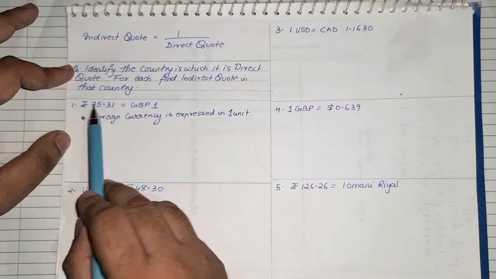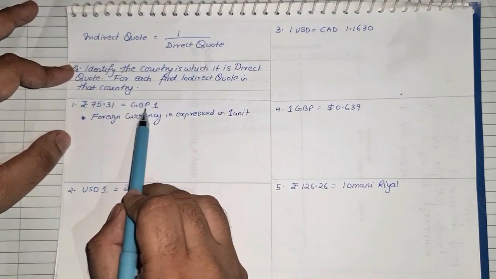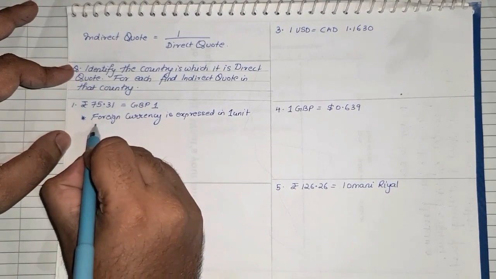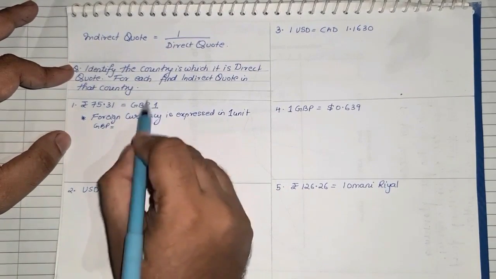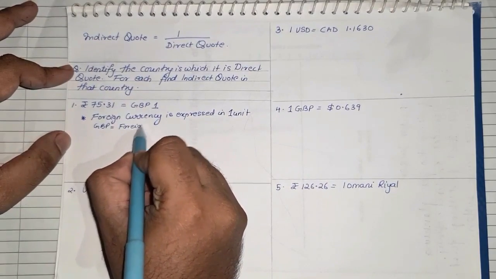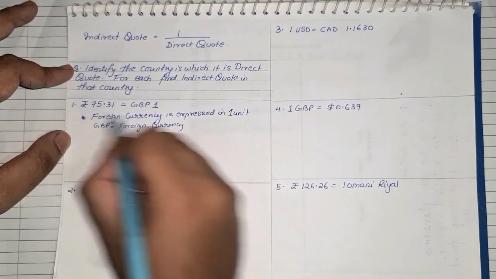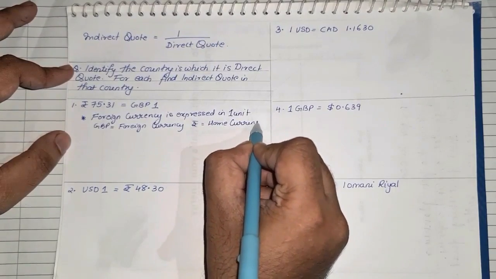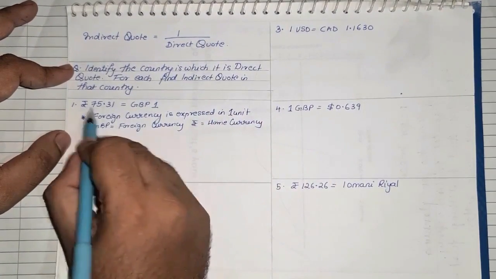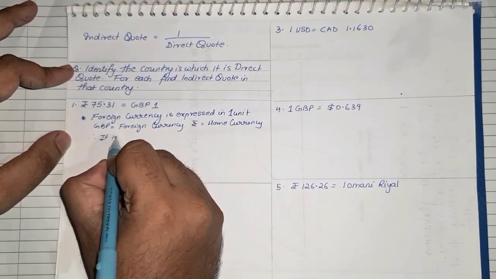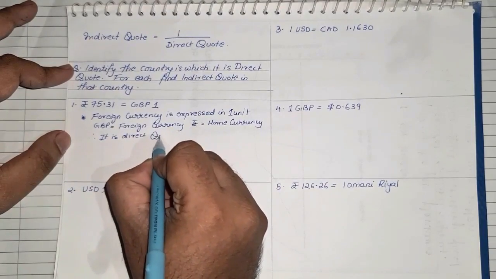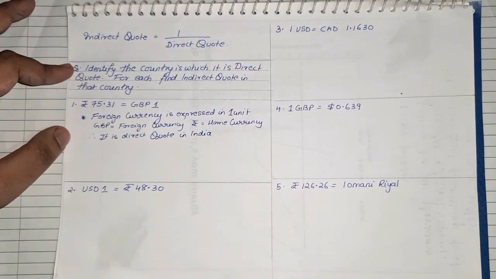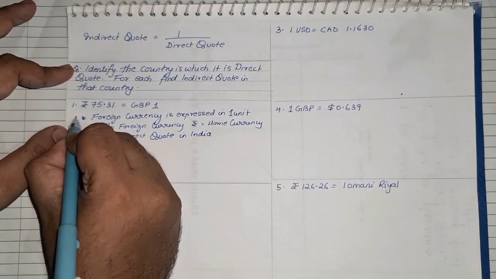So now in this question, rupees 75.31 is equal to 1 Great Britain pound, or 1 GBP. Foreign currency is expressed in unit 1. So in our case, GBP was expressed in 1 unit, so this is our foreign currency. So rupees, which is given, will become our domestic currency, or we can call it home currency. So in which country is it a direct quote? That's why I can say that therefore this quote which has been given to us is a direct quote in India. That's the very first thing. Once we have found that, now we can find the second part. So this is my first part of the sum.